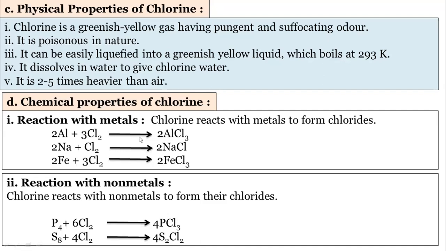Then these reactions: when chlorine gas reacts with metals, it forms metal chlorides. We'll see some examples. When chlorine gas reacts with aluminum, it gives aluminum chloride. When it reacts with sodium, it gives sodium chloride. When it reacts with Fe, FeCl3. Then reaction with non-metals: chlorine also reacts with non-metals to form chlorides. When chlorine reacts with phosphorus, it gives phosphorus trichloride. When it reacts with sulfur, it gives sulfur chloride.